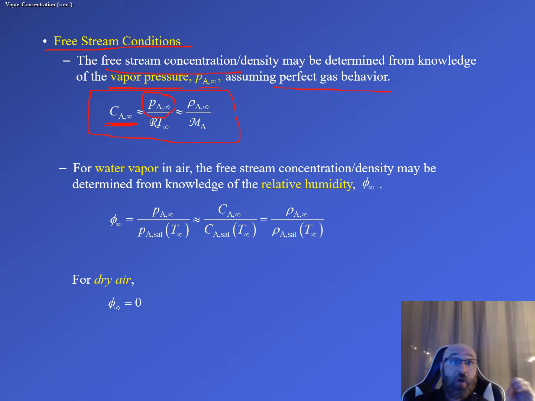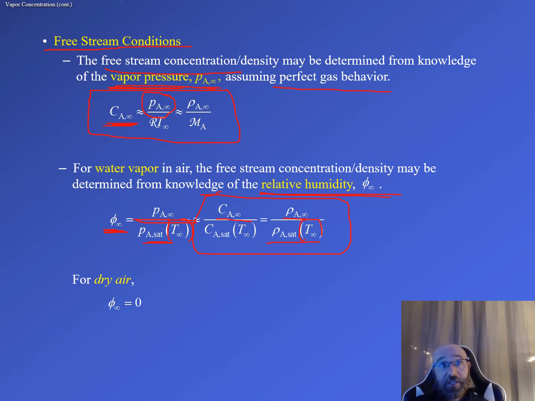Now, if we're taking a look at water vapor in the air, then the free stream concentration density may be determined from the knowledge of our relative humidity right here. So we have our T sub infinity right there. This is our relative humidity, and this is equal to our vapor pressure again, all over our pressure saturated at that temperature infinity, which is approximately equal to the following relationship here that we can plug in for. We can see our density right there and our saturated density at that temperature, and we can also see our concentration over here as well.